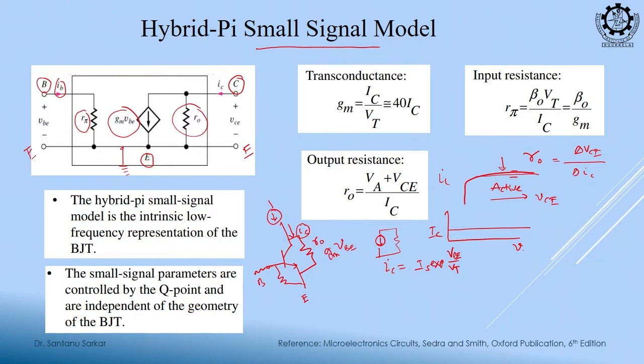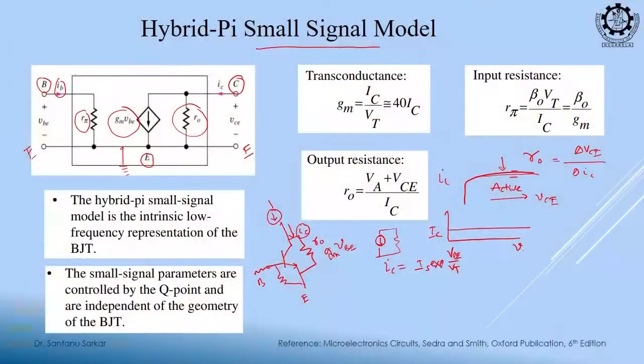If it is ideally flat, should this R naught be there or not? It should not be there, it is an infinite resistance, meaning it should be an open circuit. But if we consider the early effect, then we will have an R naught resistance, right, this slope will be providing us the R naught, clear.